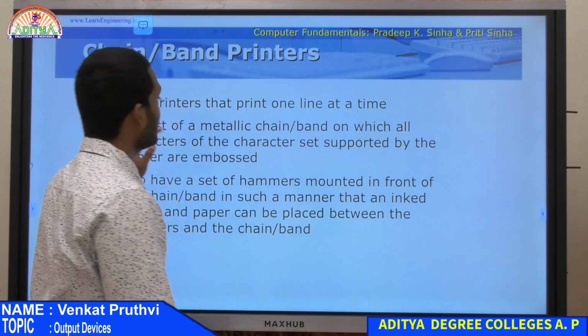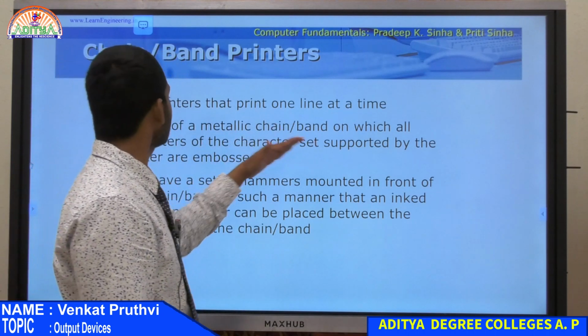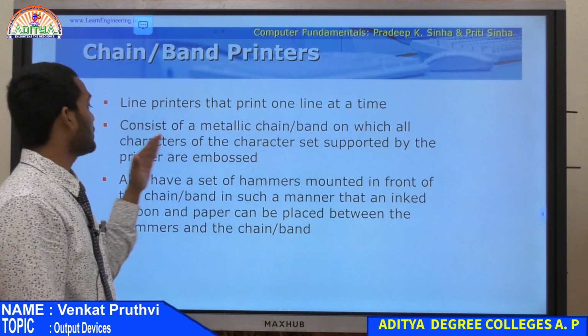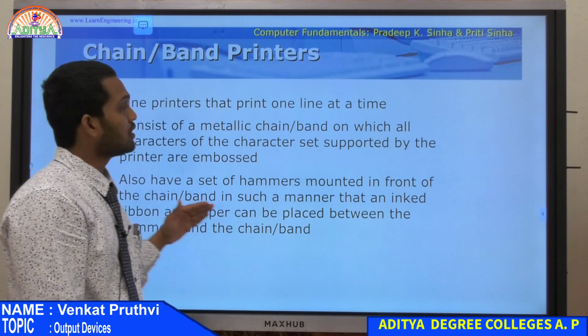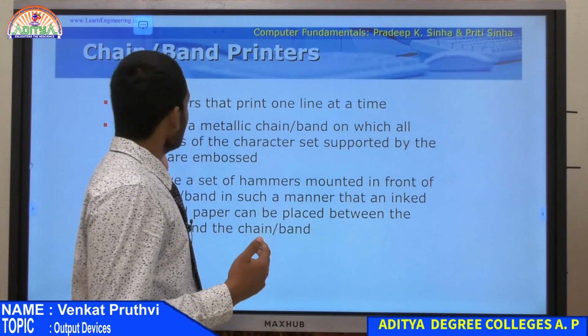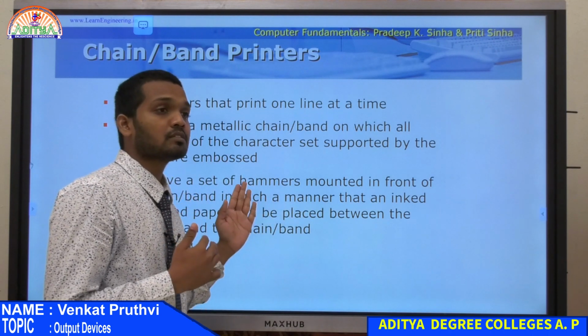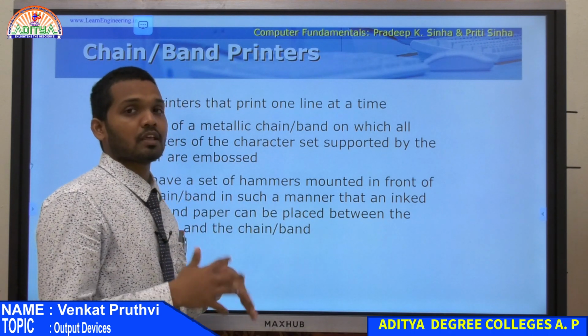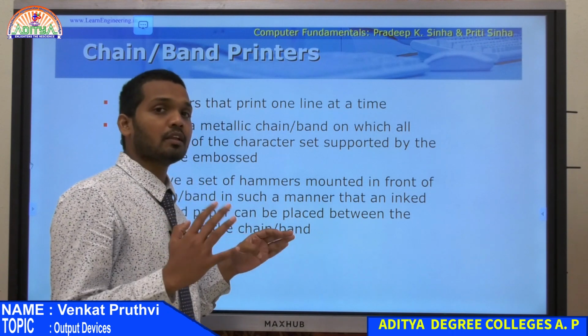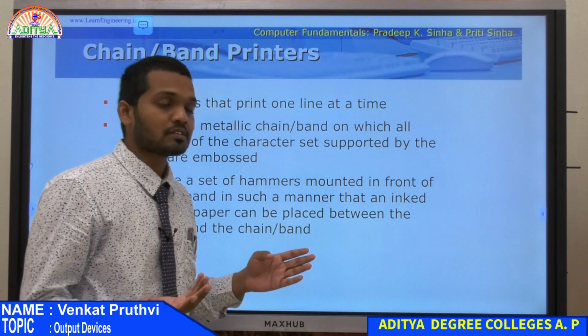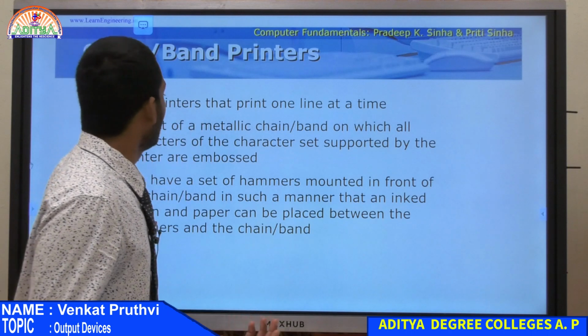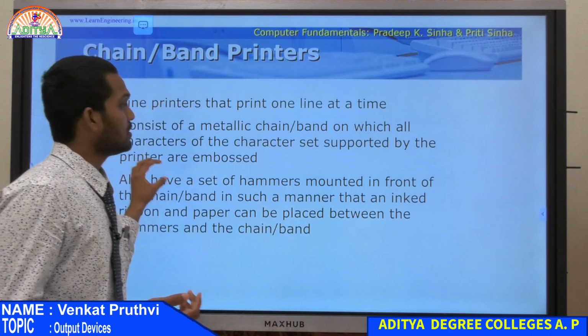Now they consist of a metallic chain or a band on which all characters of the character set supported by the printer are embossed. Okay, so these chain or band printers are unlike the previous drum printers, but they are a little advanced, and they have all the characters that the printer can give as an output. So all those characters are embossed onto this.